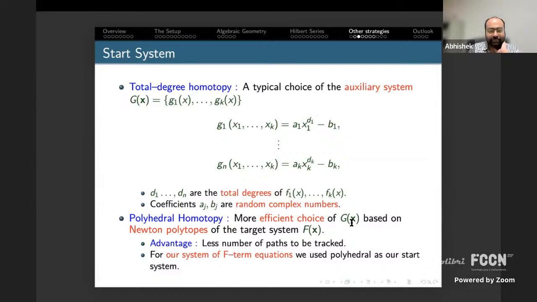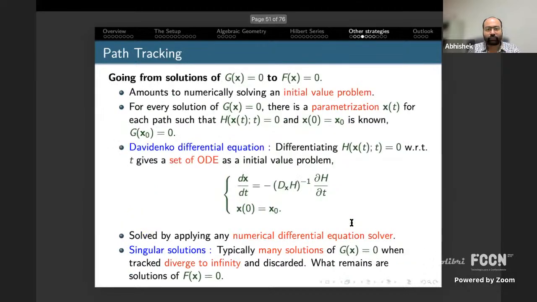And this is the system that we have used. So the tracking can be done by noticing that if g of x has a solution, then for t in between, we can parameterize solutions by x of t, and we can look for solutions of h of x of t and t equal to 0. So this converts everything to an initial value problem.